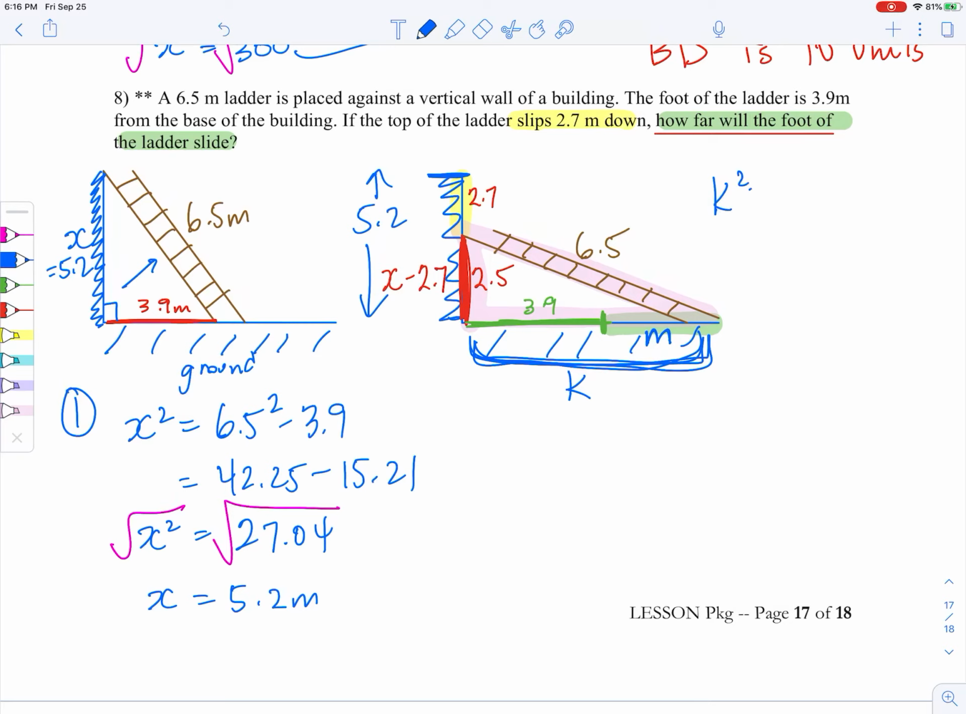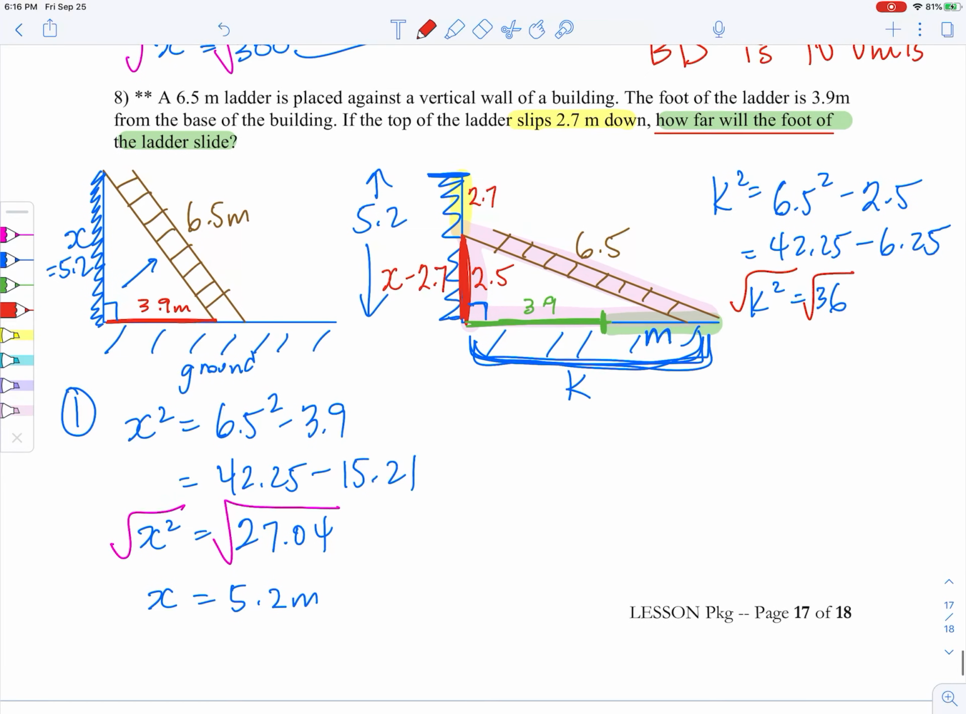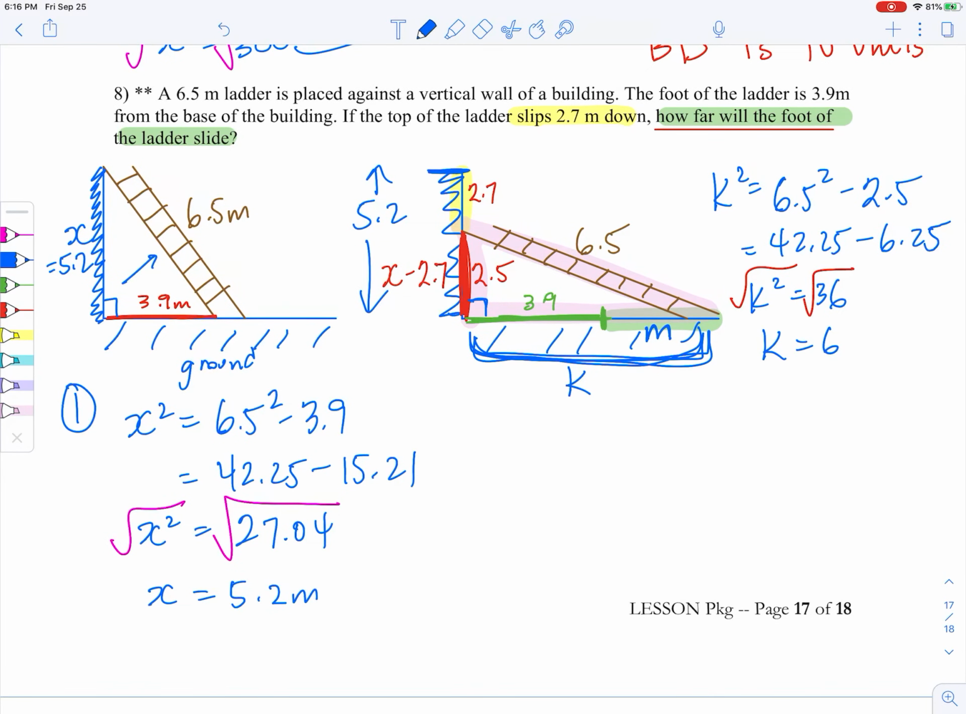So K squared is going to equal, because that's a right angle, the hypotenuse, 6.5 squared, minus 2.5 squared. So 6.5 squared is 42.25. Oh, right, we did that before. 2.5 squared is 6.25. So 42.25 minus 6.25 is 36. Another nice number. So that gives us that K equals 6 meters.